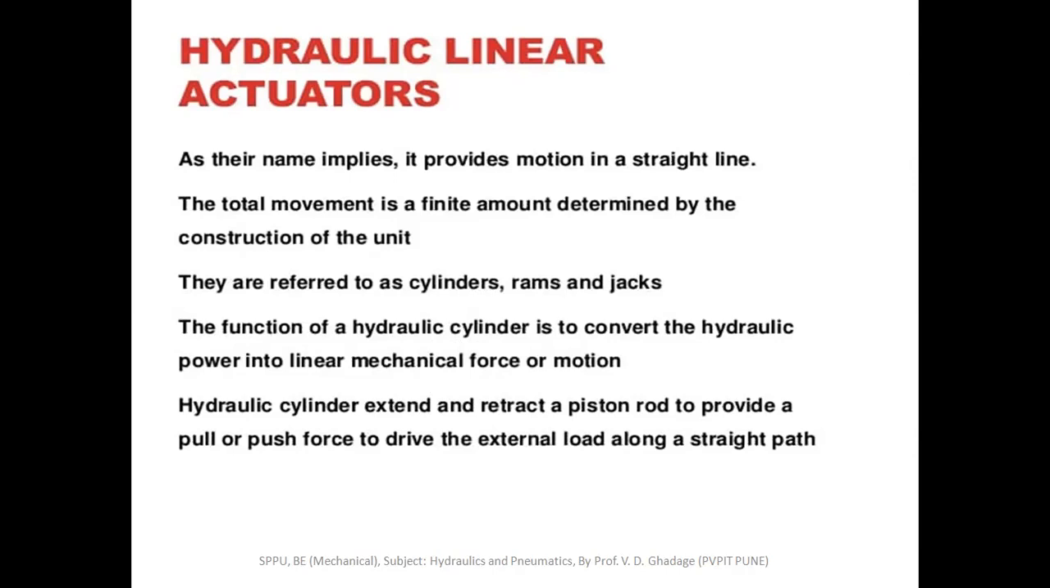This is the hydraulic linear actuator. As the name implies, it provides motion in a straight line. The total movement of a finite amount is determined by construction of the unit. They are referred to as cylinder, ram, and jack. The function of a hydraulic cylinder is to convert the hydraulic power into linear mechanical force by piston and cylinder. So the hydraulic cylinder extends and retracts a piston rod to provide a pull or push force to drive the external rod along a straight path.